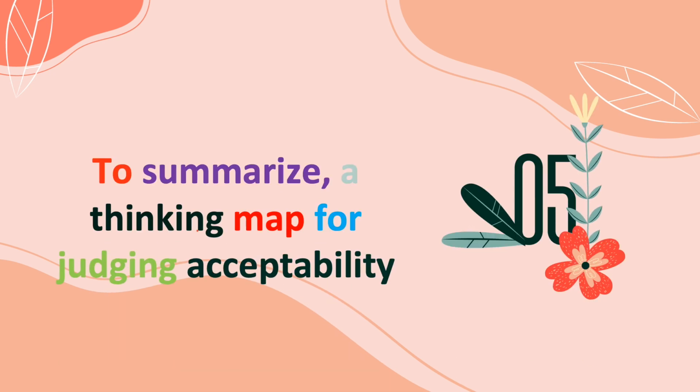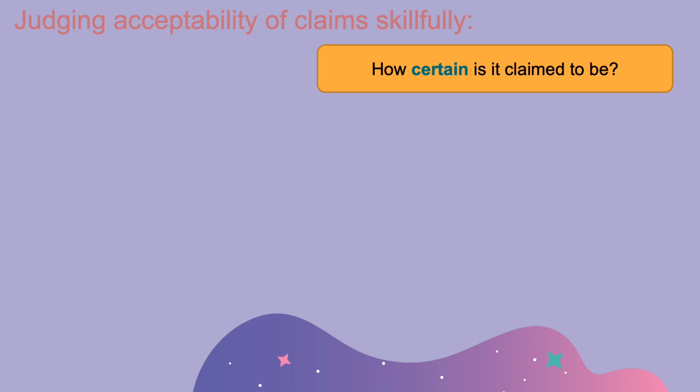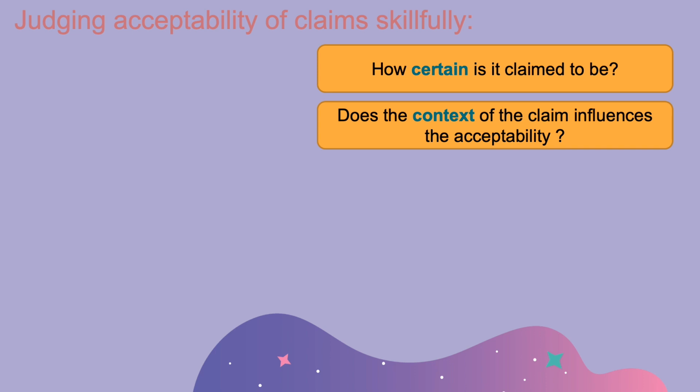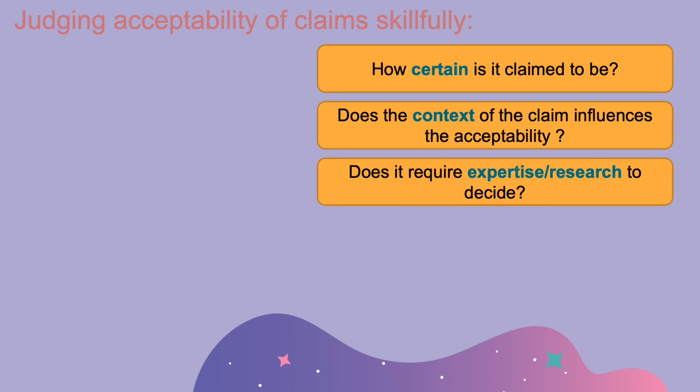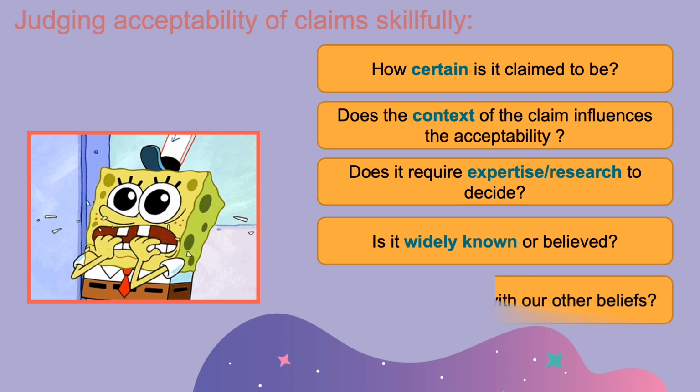We now look at part 6.4, which summarizes a thinking map for judging acceptability. In order to judge something and make sense of it, we have to make sure that the questions in the thinking map box are answered. The first question is to know how certain it is that we claim. The second question is, does the content of our claim affect its acceptability or not? The third one is, does our judgment require expertise or research to decide or not? Then we might need to think about whether what we are judging is widely known or believed, and how well it fits with other beliefs.